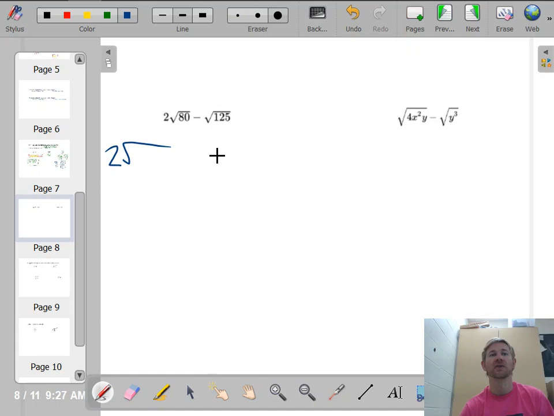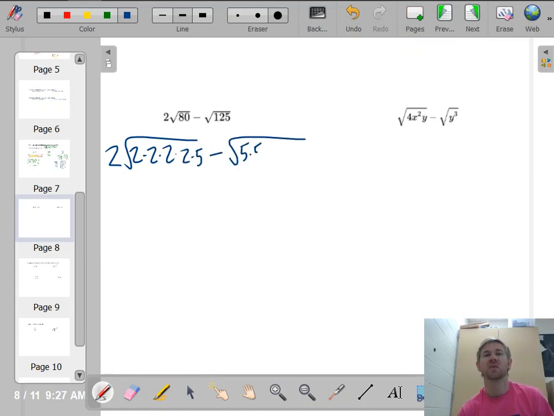So 2 radical 80. So 80 is 2 times 40, which is 2 times 20, which is 2 times 10, which is 2 times 5. And 125 is 25 times 5. So now that we have simplified our radicals, or at least factored out our radicals, we're looking for pairs. These are square roots, so pair of 2's, pair of 2's, pair of 5's. This is now going to be on the outside, 2 times 2 is 4, and then another one, so 8.